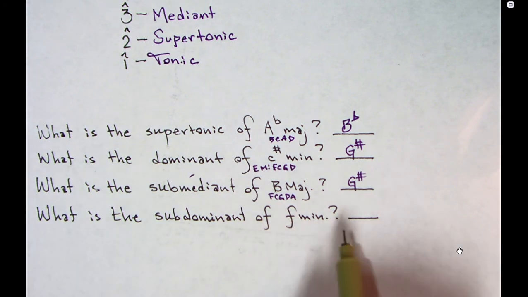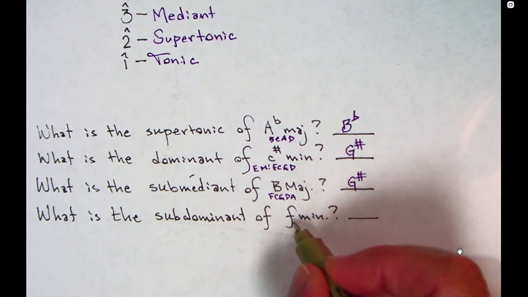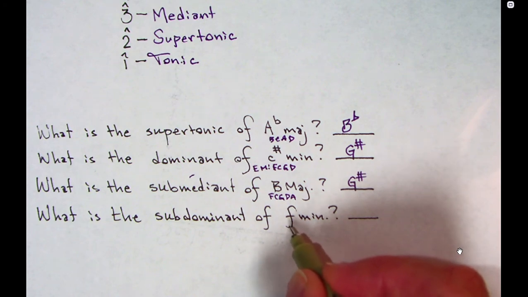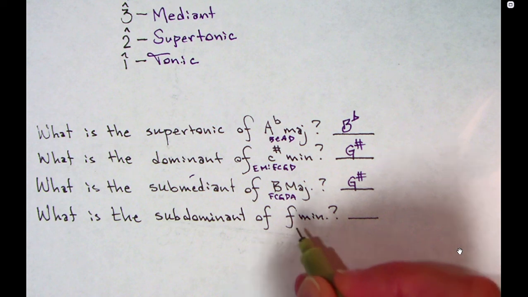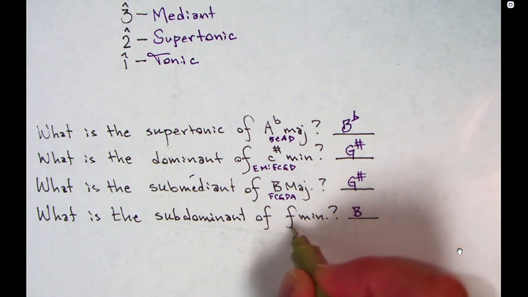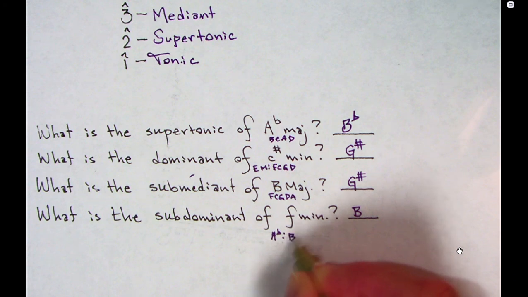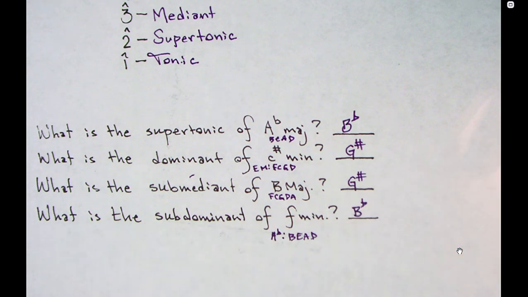Now, subdominant of F minor. Subdominant is 4, F is 1. So if I go up from F, 4 scale degrees: F is 1, F, G, A, B, some type of B. Now I have to think, what kind of B is that? In F minor. F minor is the same thing as A flat major, which has B, E, A, and D flats. So that B actually needs a flat. Excellent. Y'all keep practicing. Practice makes perfect.